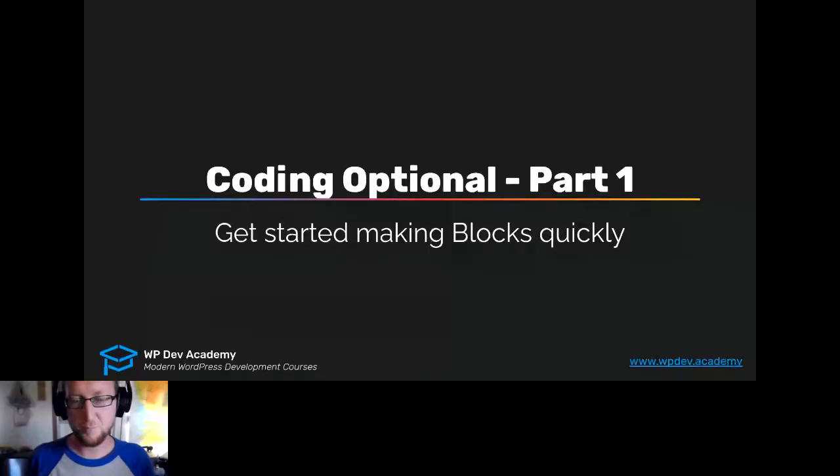Okay, so this is called Coding Optional Part 1. We're going to talk about how to get started making Gutenberg blocks quickly. As it was alluded to, this is a three-part series. This is the first part. And in this one, we are going to talk about why you would want to use the block editor versus ACF in the first place.